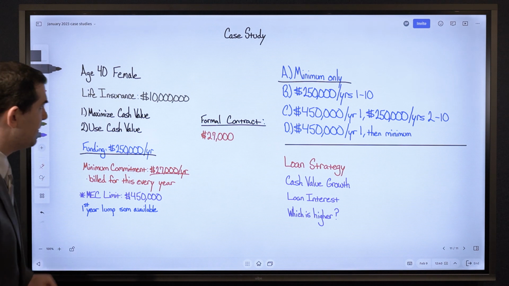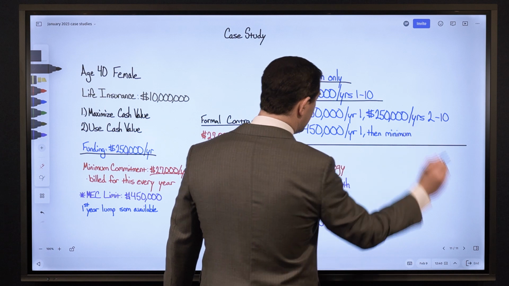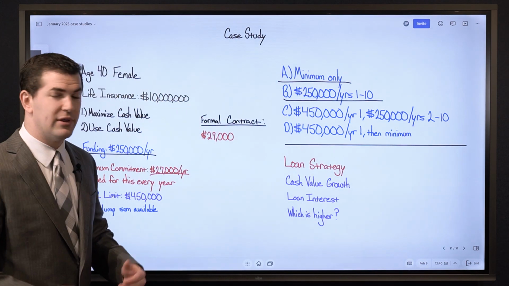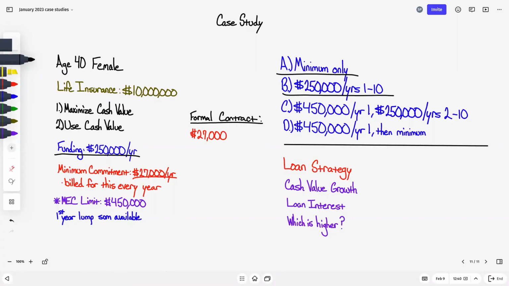So that's option A. Then option B, the exact same policy, but what it looks like if she funds it as planned at $250K per year for 10 years. Then option C, which is again the exact same policy, but starting off with a heavy lump sum, $450K, and then $250K, years 2 through 10. And then we've got option D, which is $450K in the first year only, and then the minimum. What do the different scenarios look like?